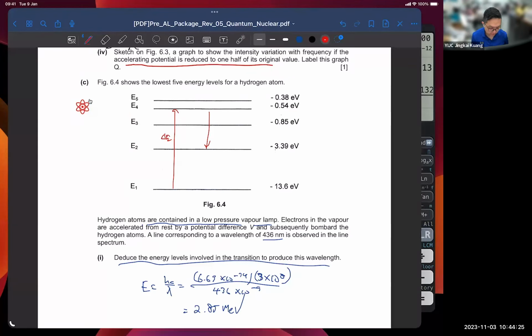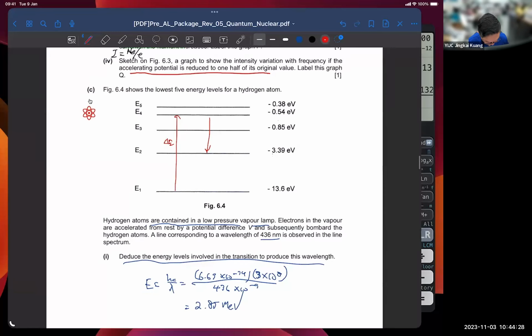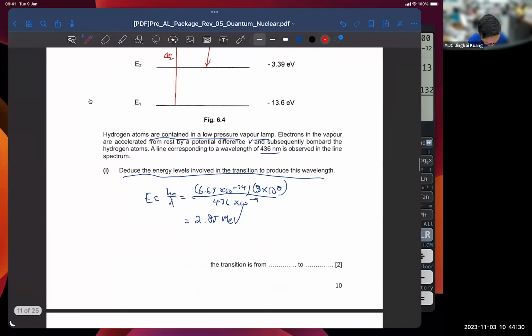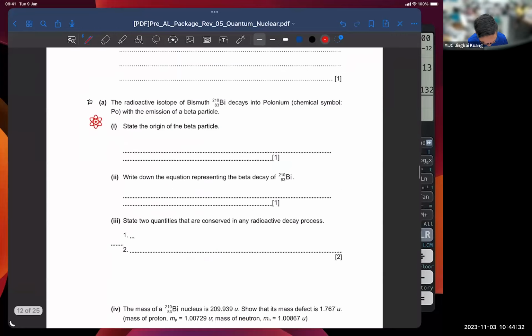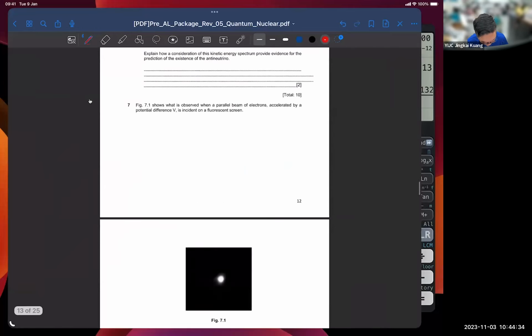I'm tired today. Okay, this is the last one already. I think it's more. Oh my god, why did I pick such a long question?